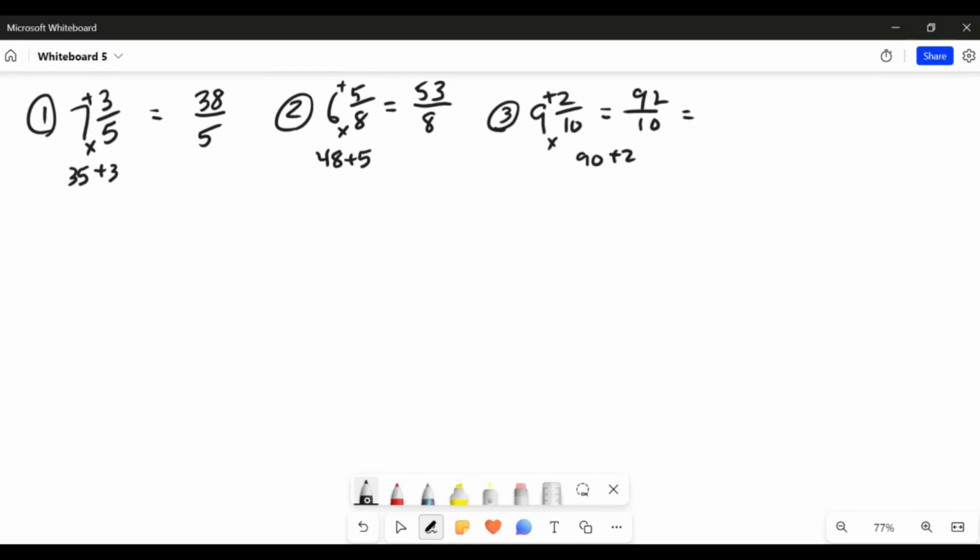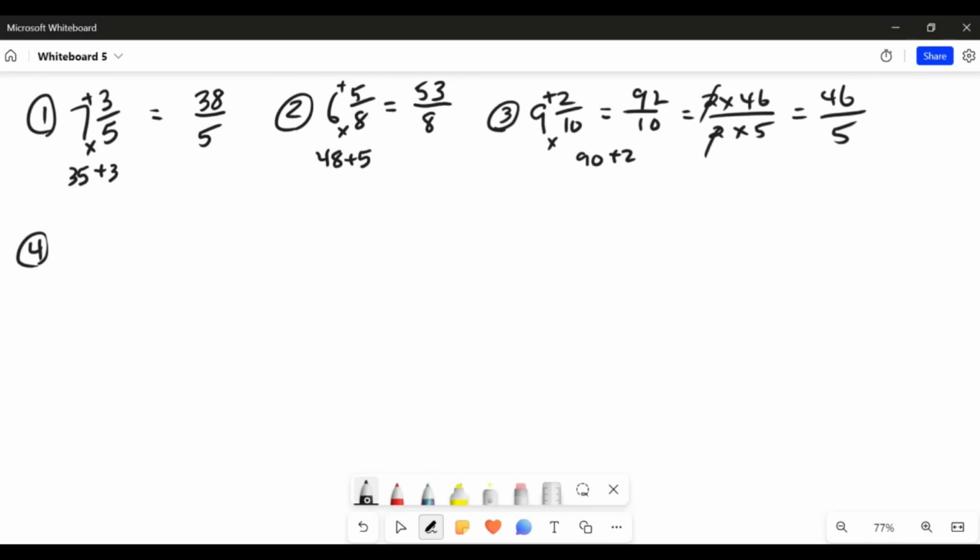We always need to simplify. 92 is 2 times 46, and 10 is 2 times 5. So you should see that 2 goes into 10 and 2 goes into 92. If you don't know that 2 times 46 is 92, then you should have your calculator out and you should be punching in 92 divided by 2. So the 2's divide out, and we're left with 46/5.